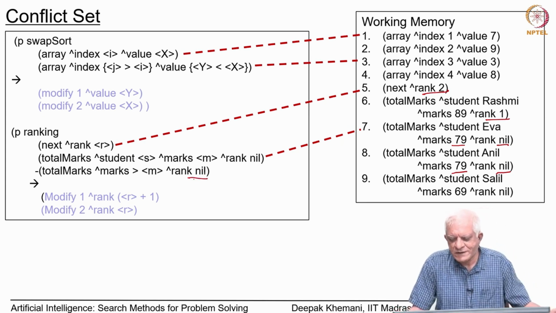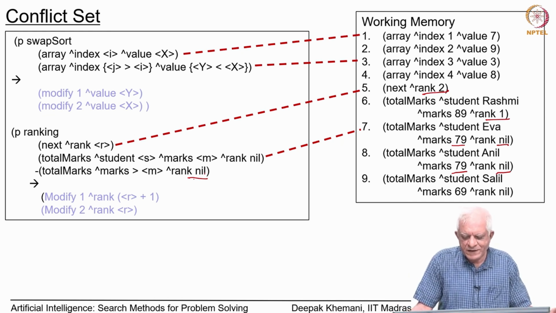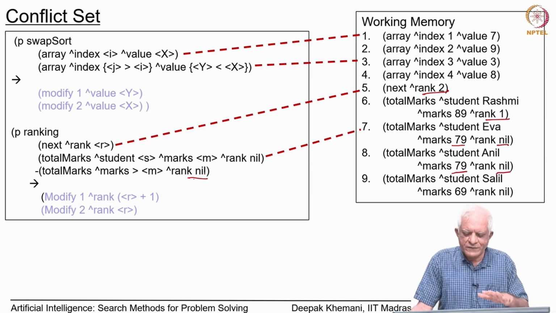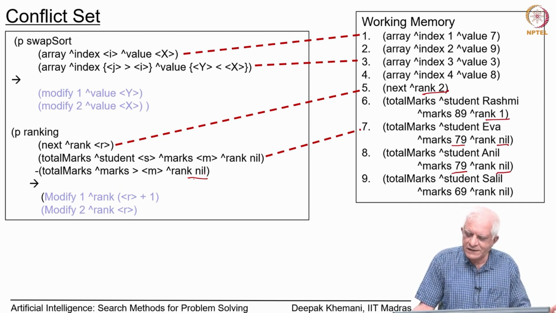So, we can ignore Rashmi here, she has already got rank 1, and now there are 2 students Eva and Anil both are candidates for the next rank, which is 2 essentially. What we have shown here is only these 2 lines, which says that this rule matches 5 and 7, which means that this rule says give Eva the rank 2. Of course, there will be another instance of the rule which will say give Anil the rank 2.